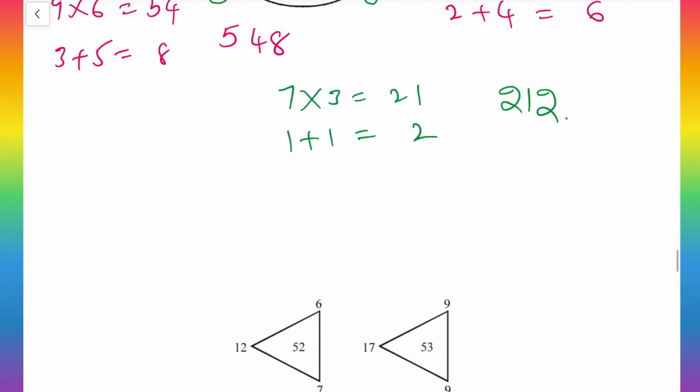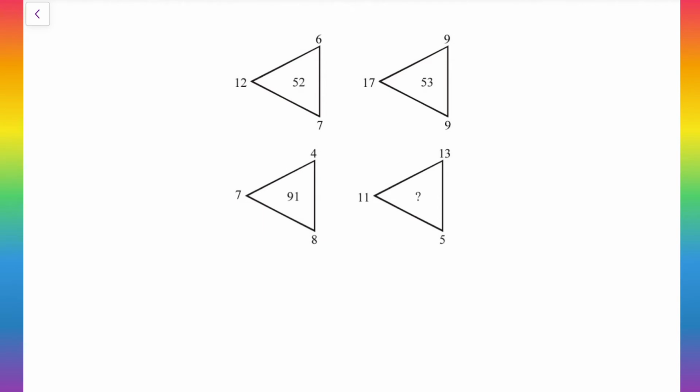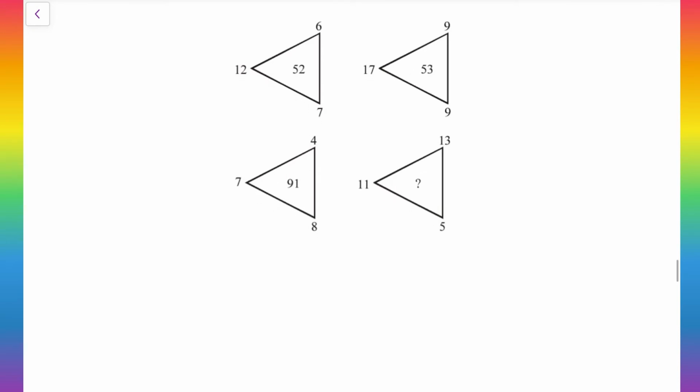Okay, then let's check the next question. So outside numbers are there, and inside the triangle also one number is there. If we do something for the outside numbers, we need to get the middle number. The first thing I will do is addition only. So let me add all the outside numbers. 12 plus 6 plus 7. 12 plus 6 is 18. 18 plus 7 is 25. Is there any logic for this 25 and 52? 25 2s are 50. 50 plus 2 is 52.